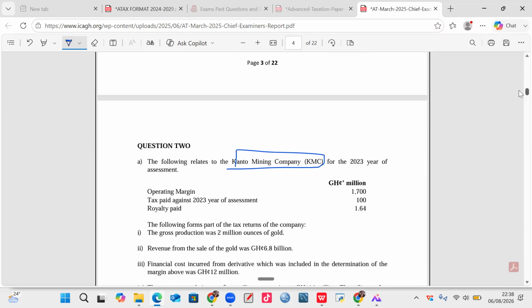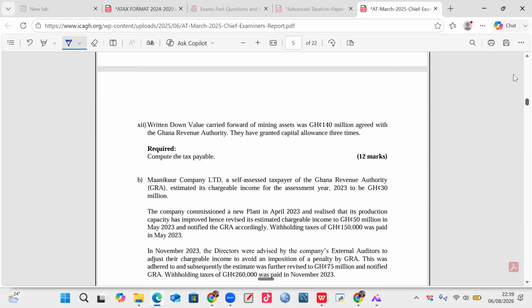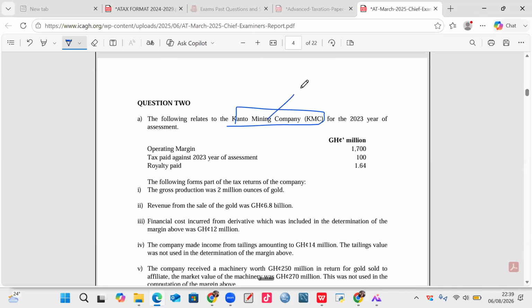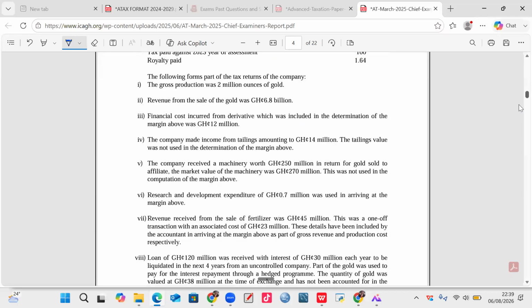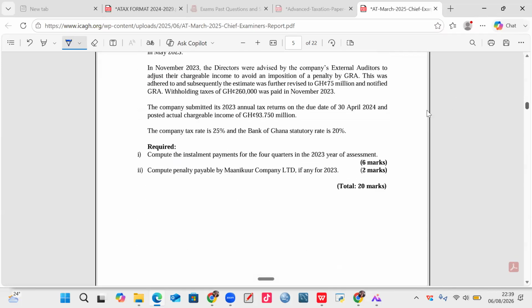Then we shouldn't read the scenarios within the 15 minutes. We should rather read the requirements, because the requirement will tell you to compute the tax payable. If they ask you to compute the tax payable, for which entity? Mining. So in question 2, they can bring mining or petroleum. Here they brought mining. I said, okay, that's fine. Now I move on to question 2B: compute installment payment for the 4 quarters for the year of assessment. Right? Is it question 2B?